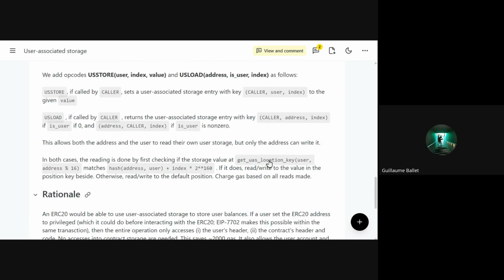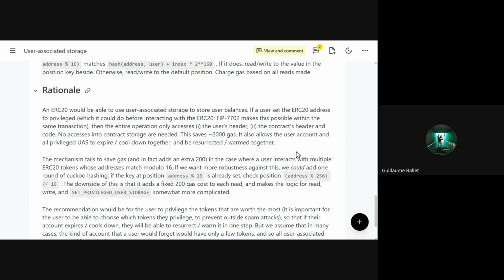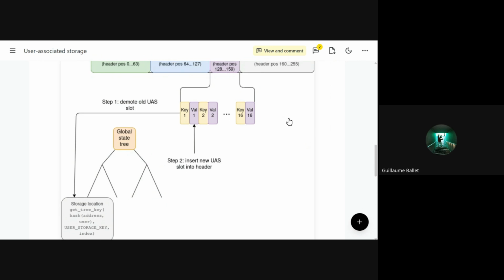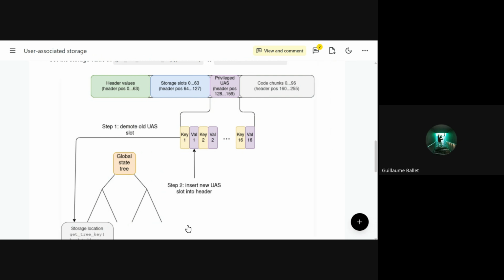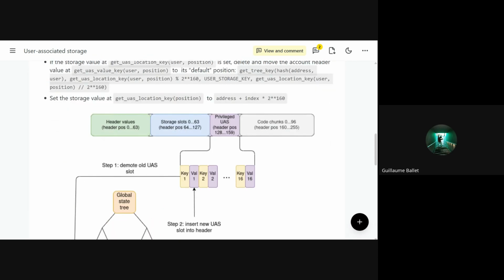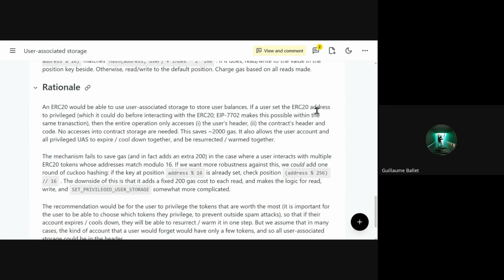And then one thing is in this EIP, I have this mechanism where you use address mod 16 to choose which position in the header. And so that means you only actually have to read one position. There are a couple of different ways to implement this, with small trade-offs, but basically it means you have to do only one read of one chunk. That's basically the whole thing, right?